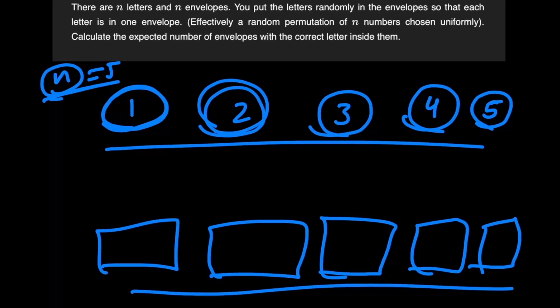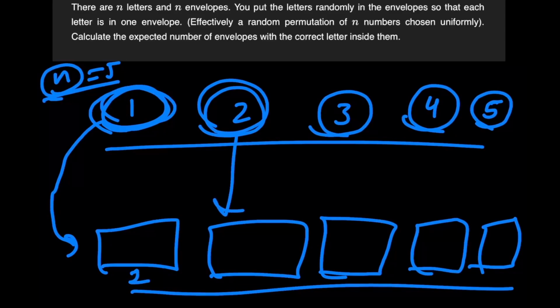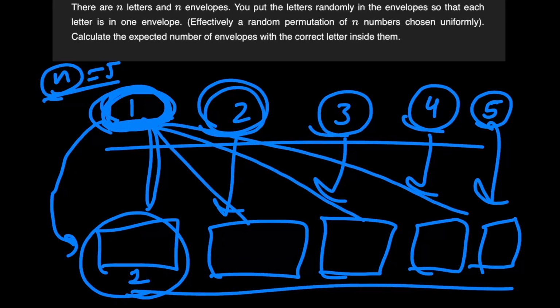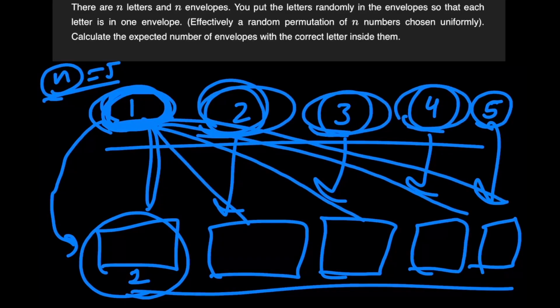And what's happening in the problem is, for each number, its corresponding slot was the same value. So for number 1, it was supposed to go into envelope or slot number 1. Similarly for 2, 3, 4, and 5. And for every number, that slot is the corresponding place, the correct place for this number. But what happens is, for each number, we now randomly assign it any one of these slots, right? And this happens for each number. So each of these numbers is assigned any random slot.